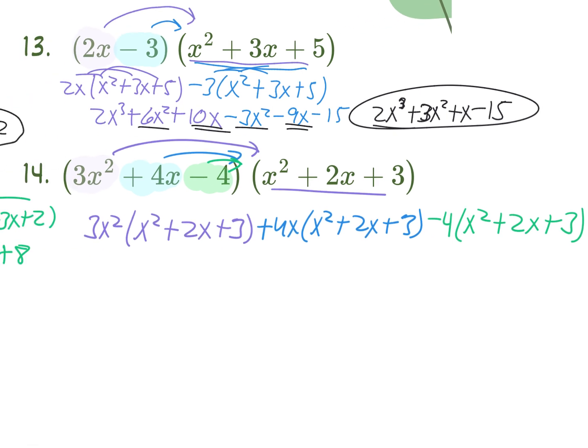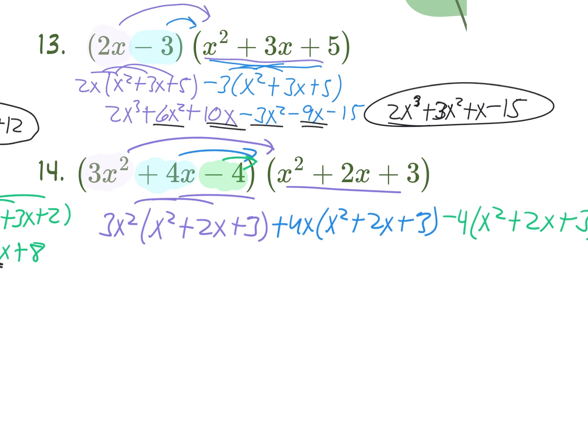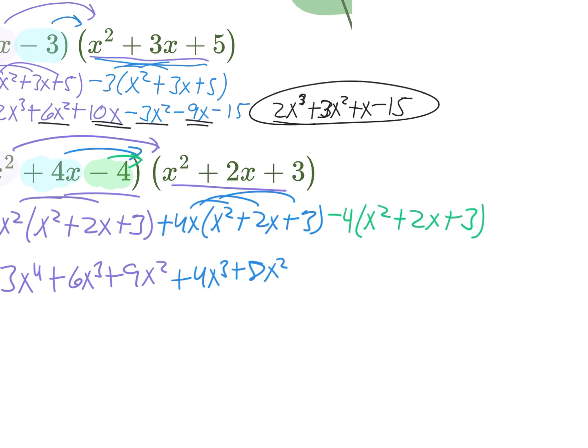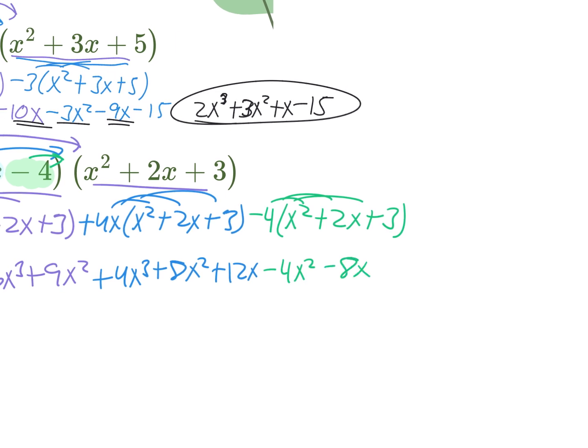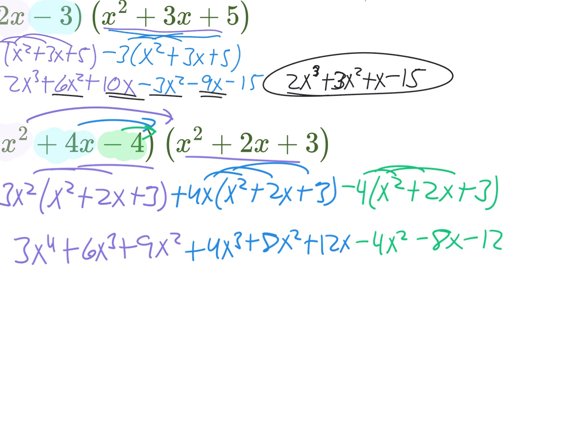I'm going to start with the purple, distribute that 3x squared everywhere, and then we're left with 3x to the fourth plus 6x to the third plus 9x squared. Take in blue that 4x, distribute it everywhere, we get 4x to the third plus 8x squared plus 12x. And then take that minus 4, and I get a minus 4x squared minus 8x minus 12.